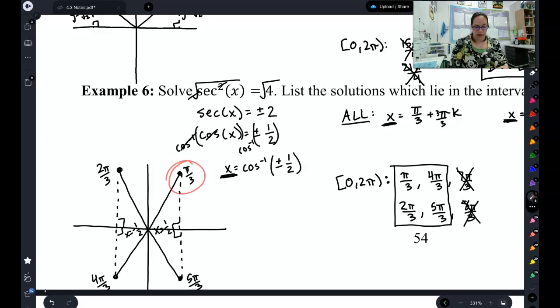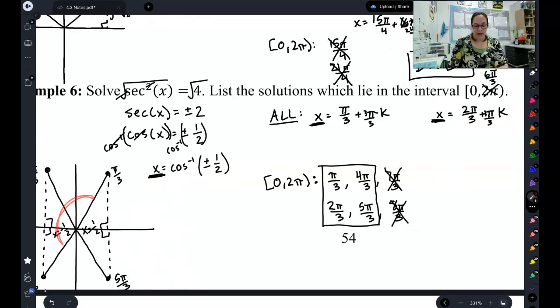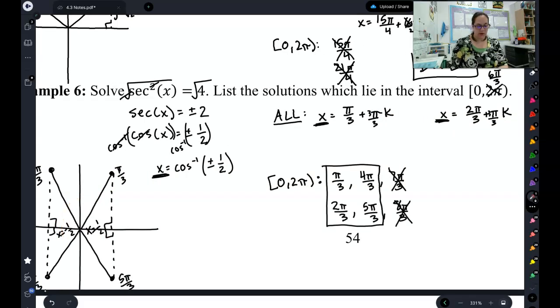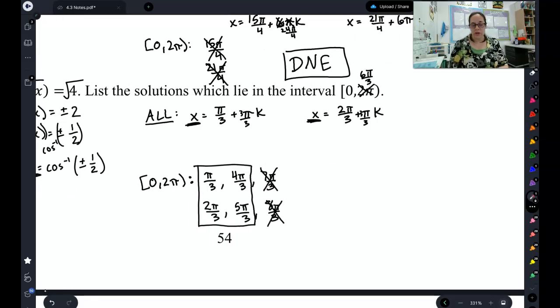I have pi thirds plus pi k, because I noticed those are symmetric. And I had 2 pi thirds plus pi k, because I noticed those are symmetric. So if my question said list all my answers, this would be my final answer. I'm good to go. Pi thirds plus pi k and 2 pi thirds plus pi k.